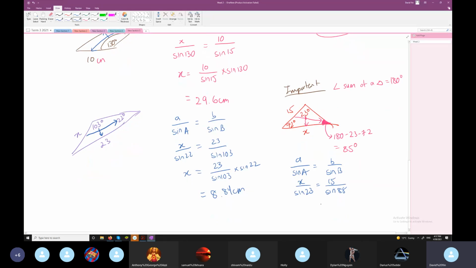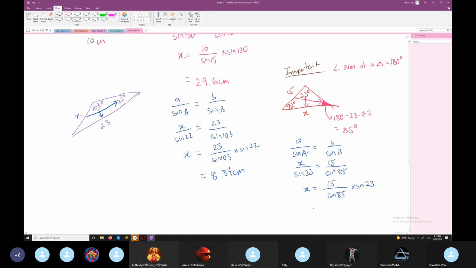Then we just do what we normally do, we bring this sine 23 across by multiplying it across. And then we just plug that into our calculator. So let's do that. 15 divided by sine 85 times sine 23. And that'll be 5.88. So 5.88 centimeters looks good to me. That's how you do it.